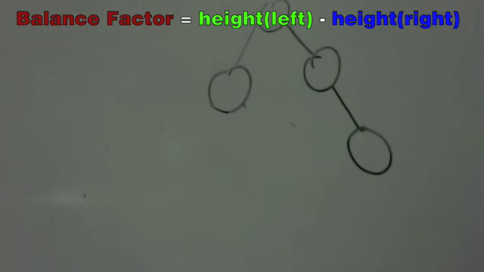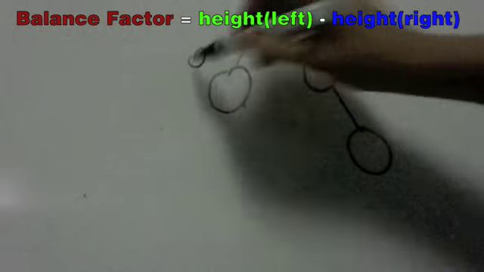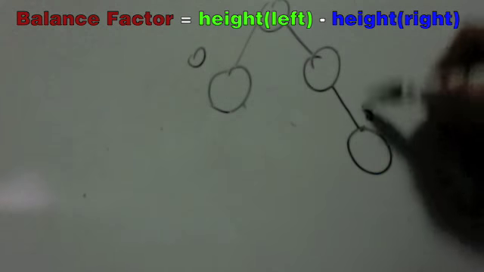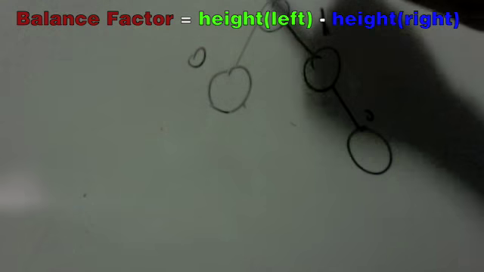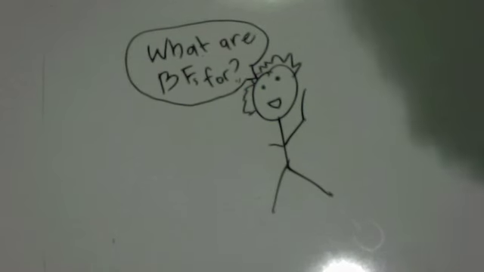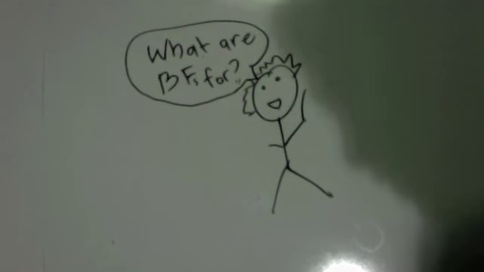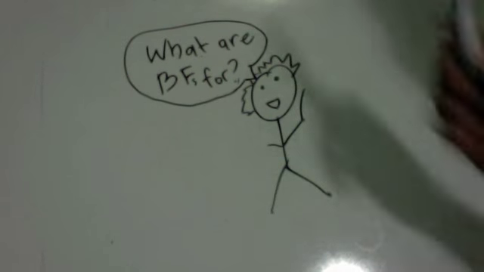Finally, what about this binary tree? Since the height of the left subtree is 0 and the height of the right subtree is 1, its balance factor is -1.